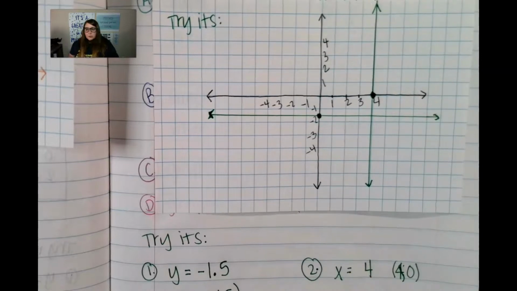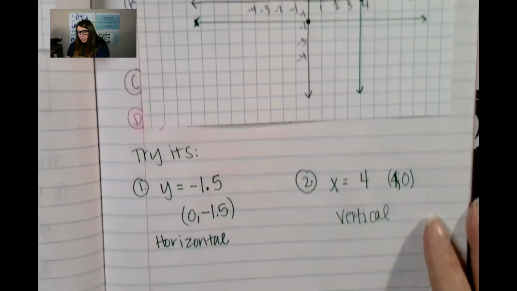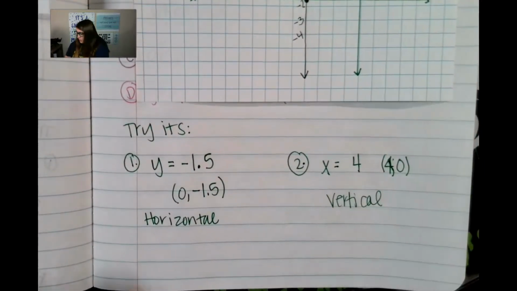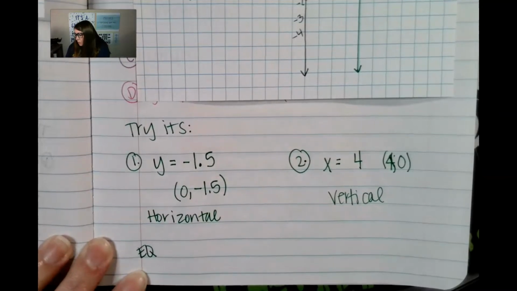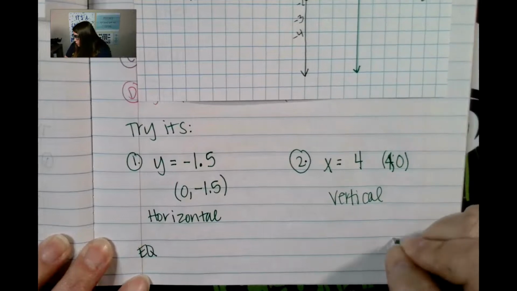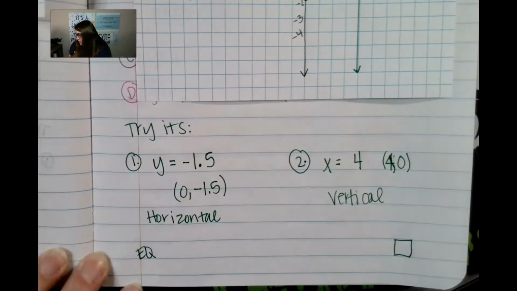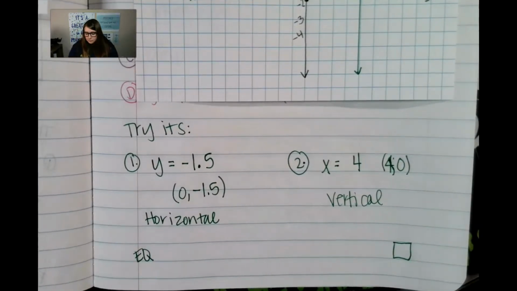How did you do on your try-its? All right, go ahead and put at the bottom, answer your essential question. How do we graph horizontal and vertical lines? And then put your level of understanding out to the side. Where are you at? And then you can do your practice work.